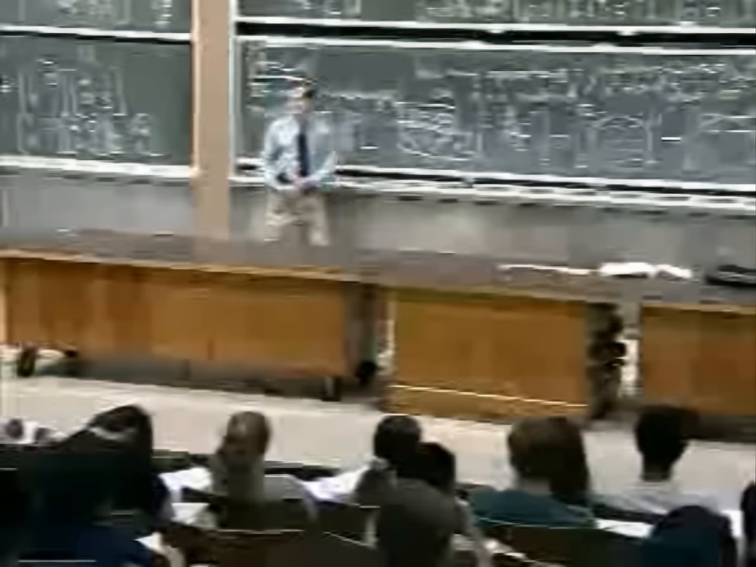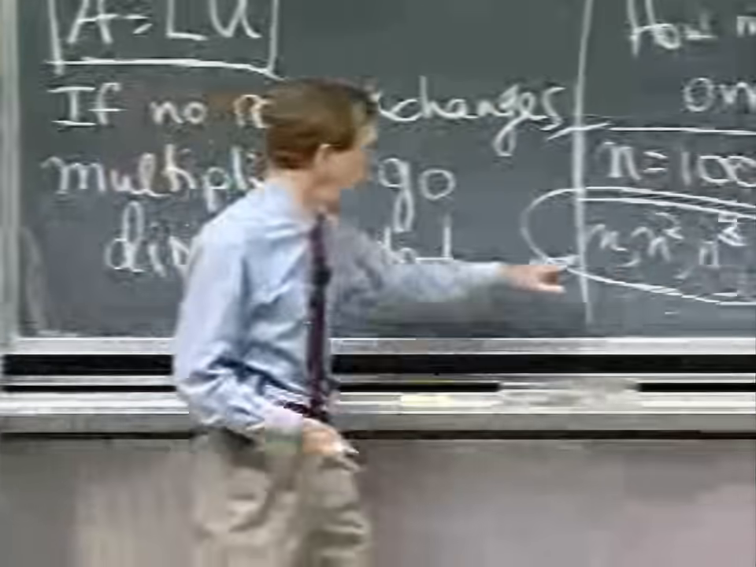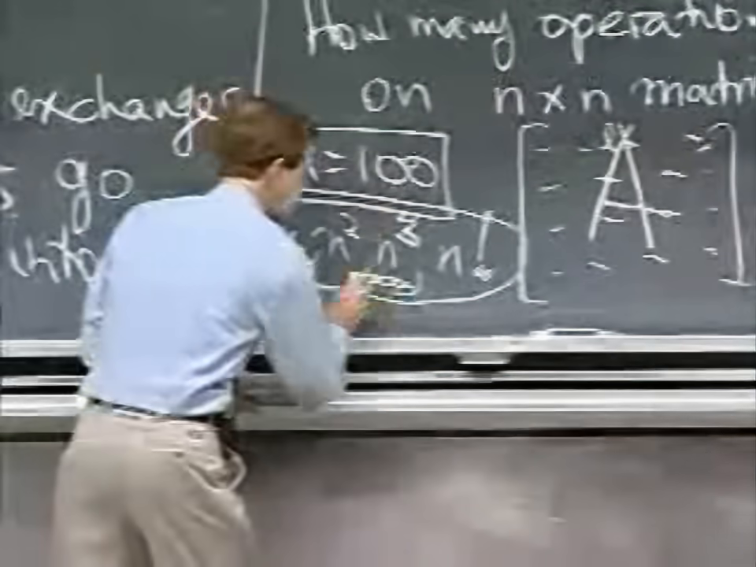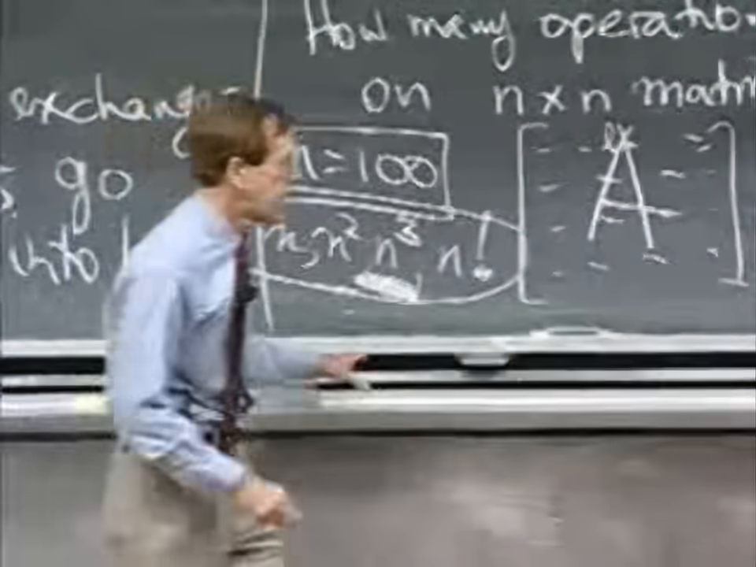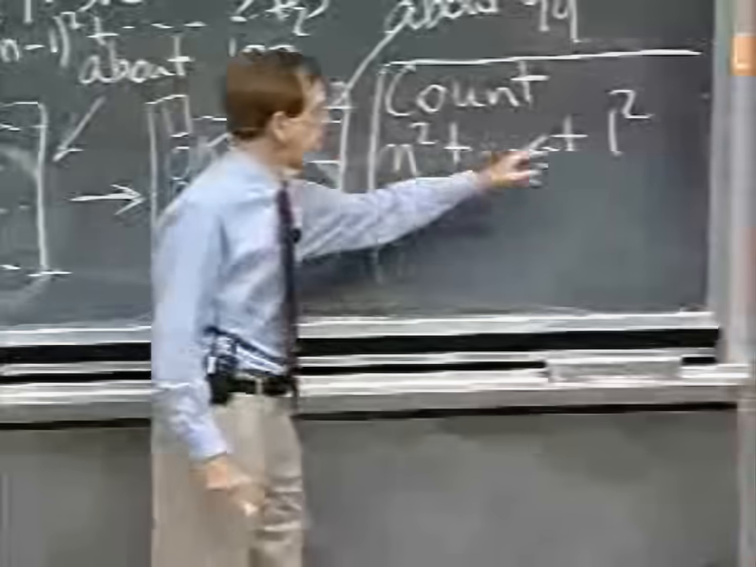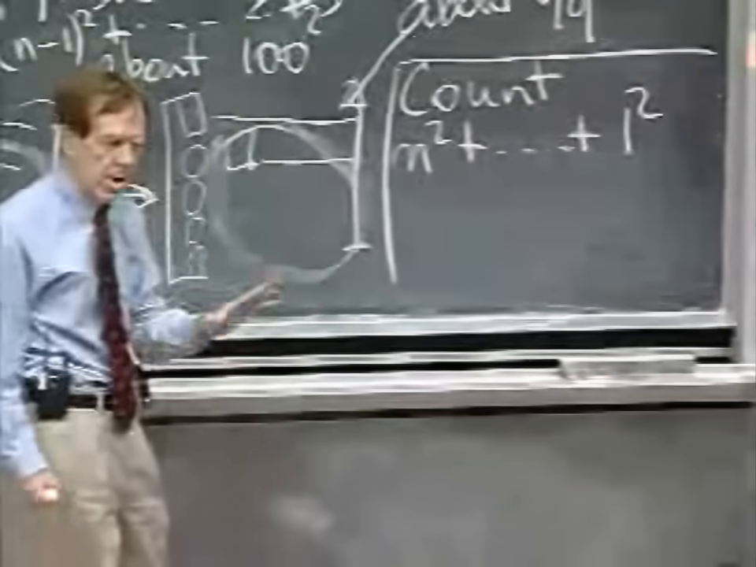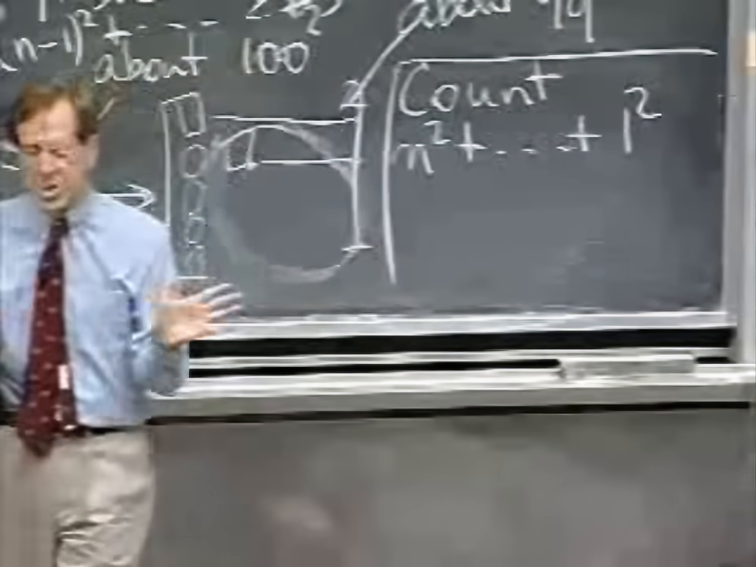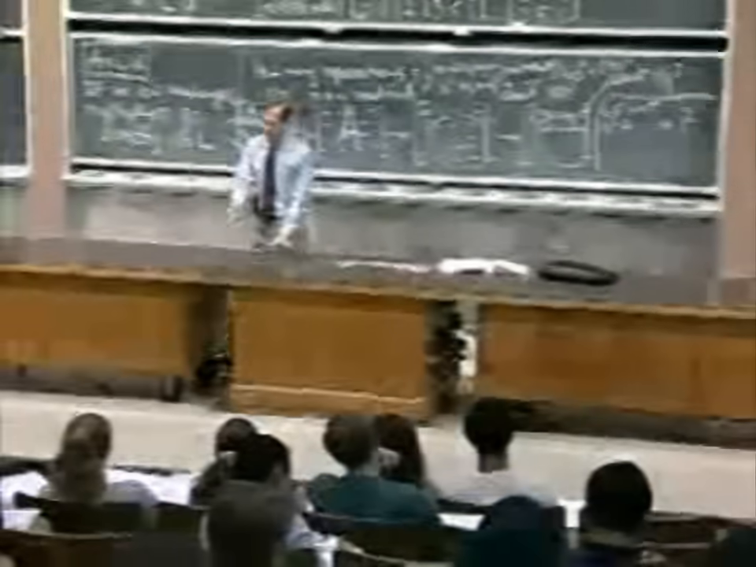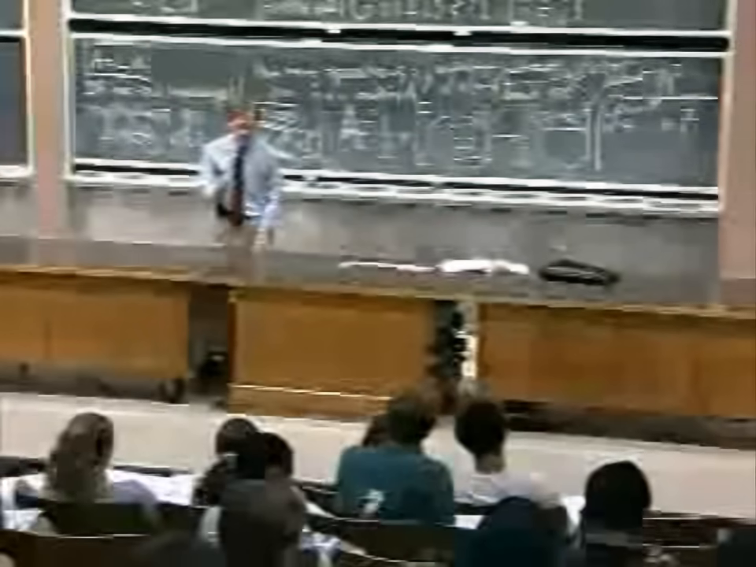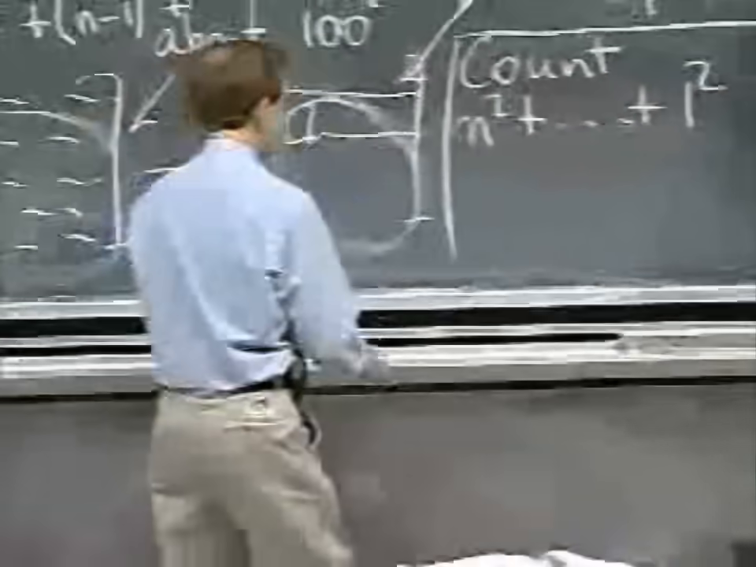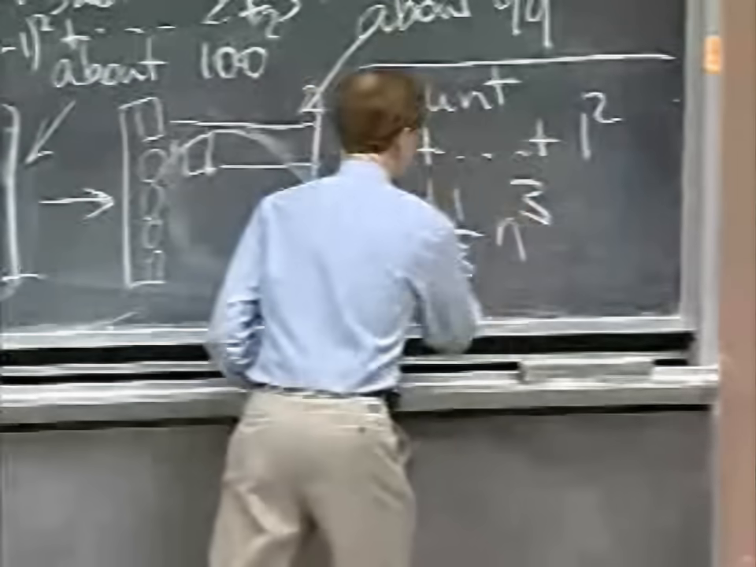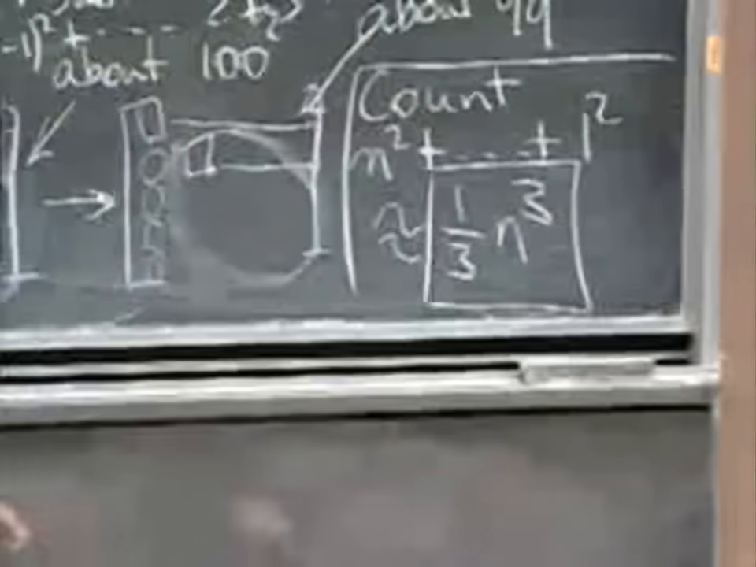So what is it? This is the answer. It's this order, n cubed. I've got n terms in this sum, and the biggest one is n squared. So the worst it could be would be n cubed, but it's not as bad as that. It's about 1/3 of n cubed. That's the magic operation test.